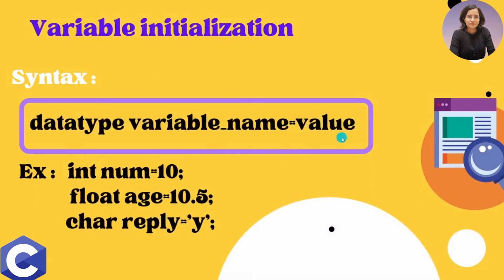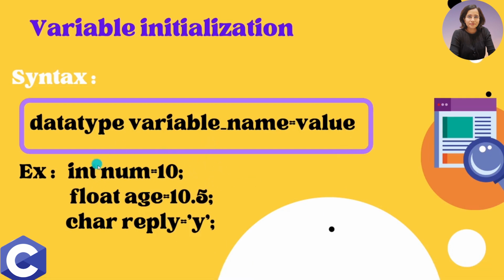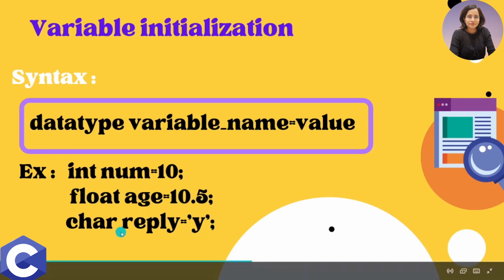So you can see here the syntax. First we have to mention the data type, then we have to write the variable name, and we can initialize the value here. So here I have initialized the three values. The first one is num equals to 10. The second one is the variable age, which is of float data type. We can store the decimal numbers. Then the third one is character data type variable, which can hold the character data.